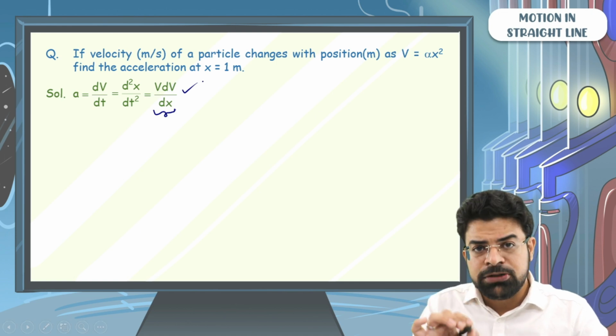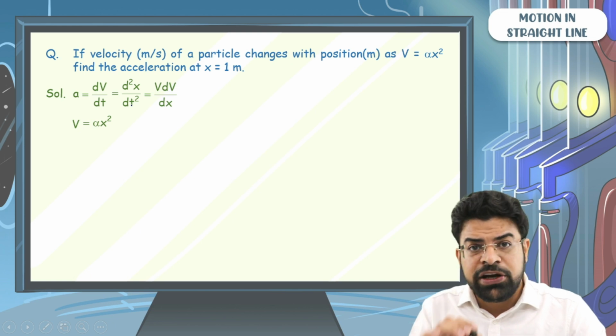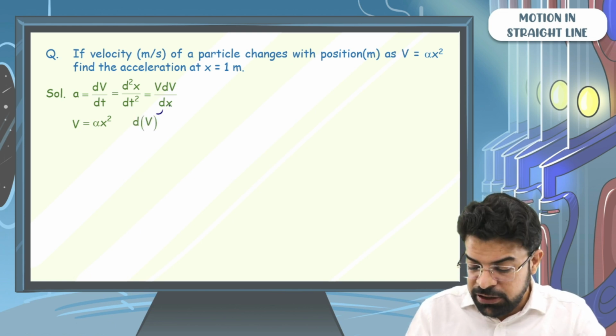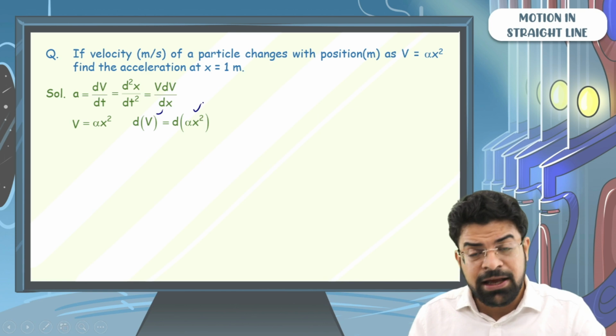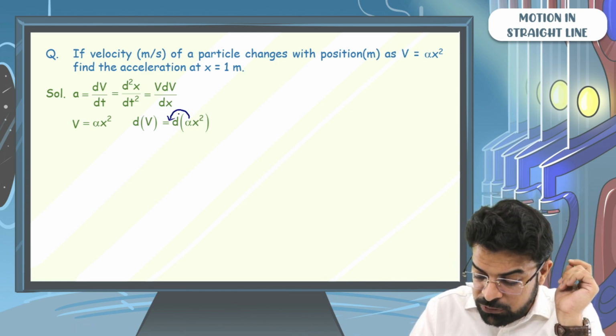As per the problem statement, it is given that v equals alpha x square. If I differentiate both sides, I will get dv equals the differentiation of alpha x square. Alpha is treated as a constant, so it can be taken out of the integration.